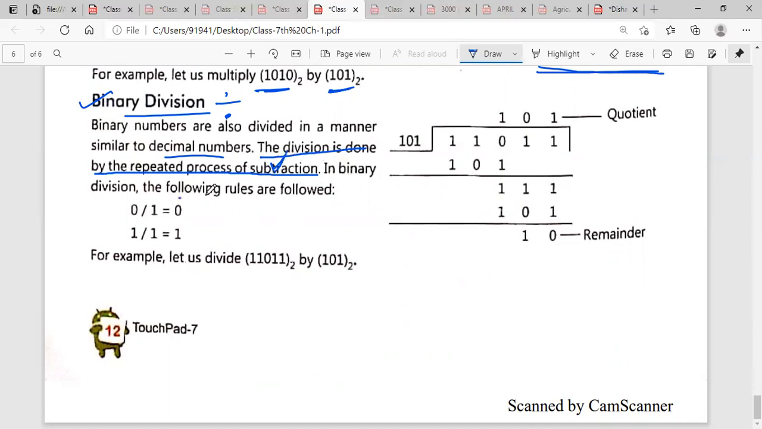In binary division, the following rules apply. Okay, here are only two rules you have to learn. Rules are most important in this case, whether you are doing binary addition, binary subtraction, binary division, or multiplication. Okay, now if we divide 0 by 1, we will get 0. If we do division 1 by 1, it is natural that it will come 1. Okay, now for example, let us divide this by this. We will divide 11011 by 101.